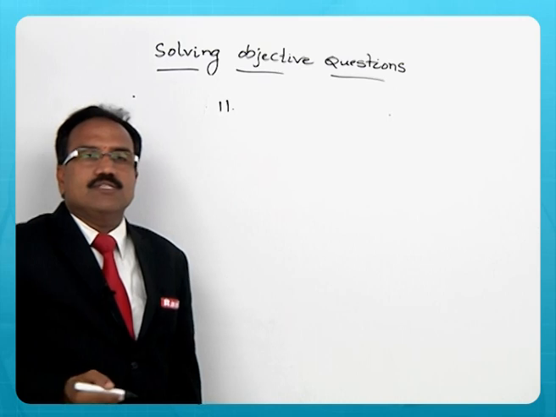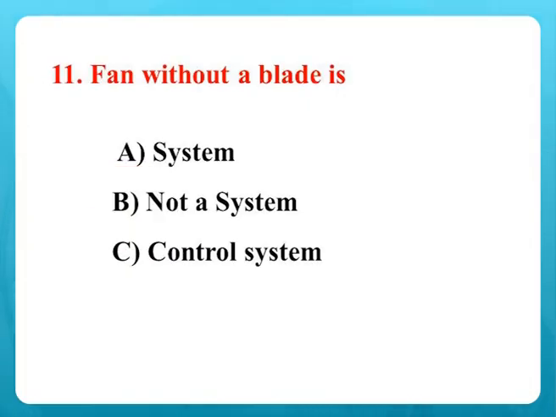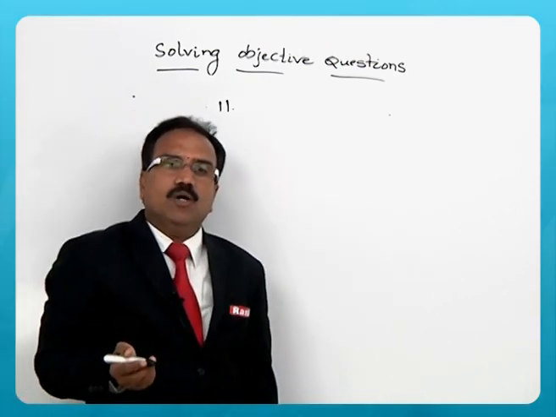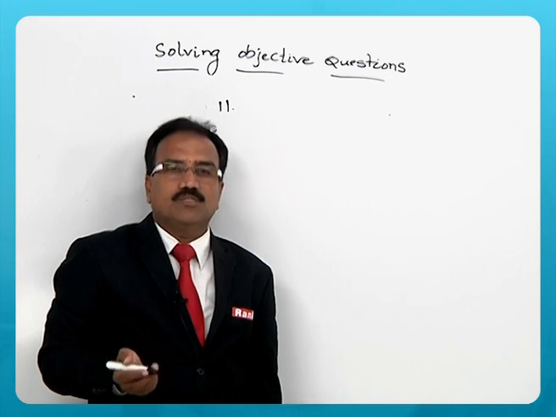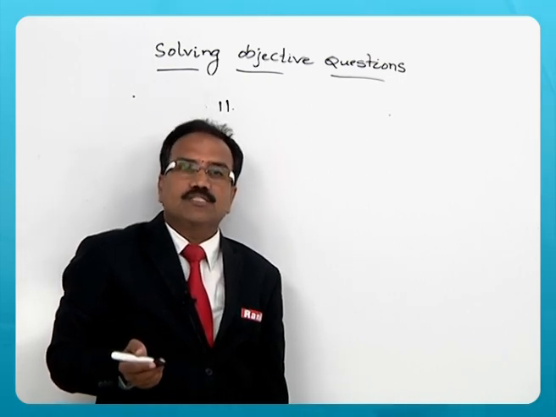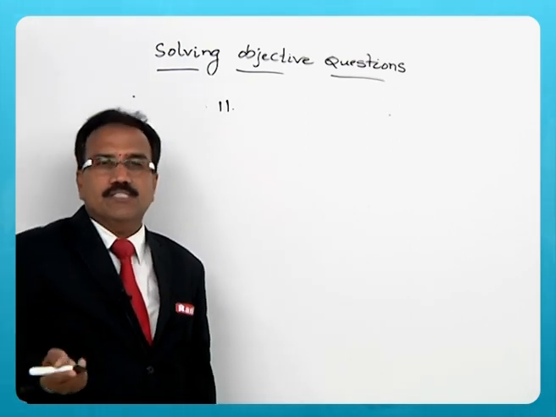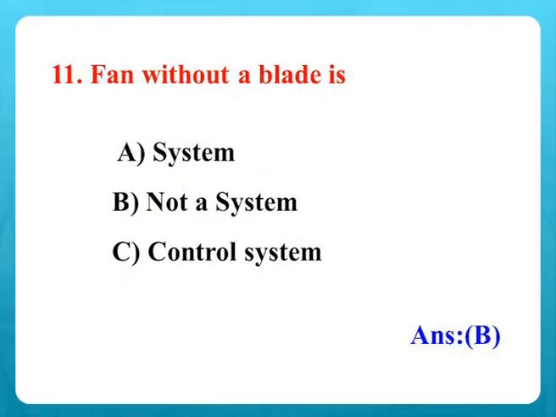Some examples have been given here. Question number 11, fan without a blade. So fan without blade is a system or not a system or control system. So no blades, then no function. So it is not at all a system. So option B is the right answer. Fan without blade is not a system at all.